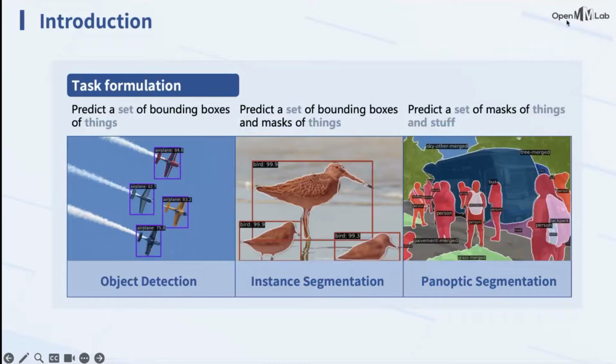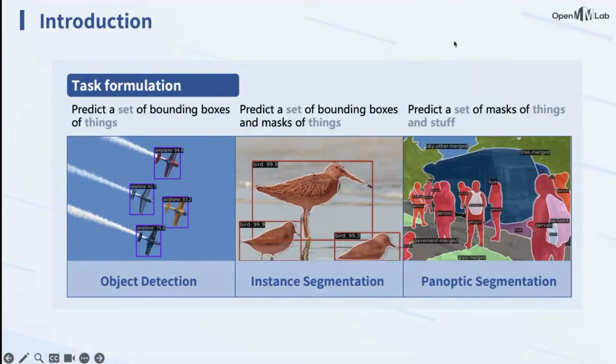So what is object detection? The traditional meaning of object detection aims to predict a set of bounding boxes of things. In a more general meaning, in recent years, it also includes instance segmentation, which predicts a set of bounding boxes and masks of things. Also, it can be panoptic segmentation, which further predicts a set of masks of both things and stuff.